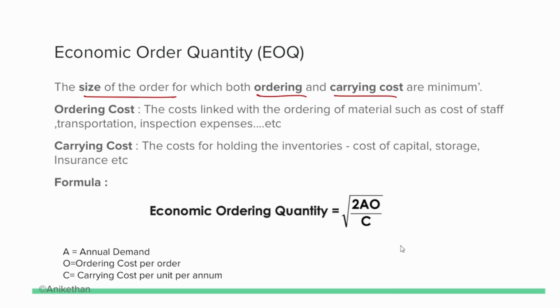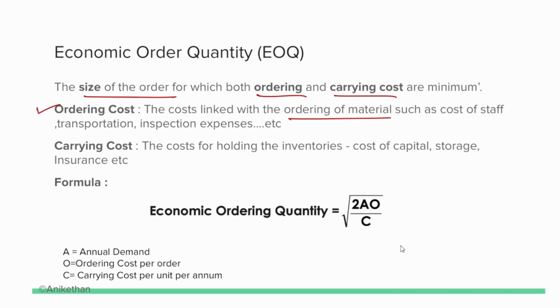You have to first understand what is ordering cost and what is carrying cost. What is ordering cost? Cost linked to ordering of material such as cost of staff, transportation, inspection, expenses, etc. So that means if I order once, I have to incur this cost. If I order twice, I have to incur twice. So this is ordering cost.